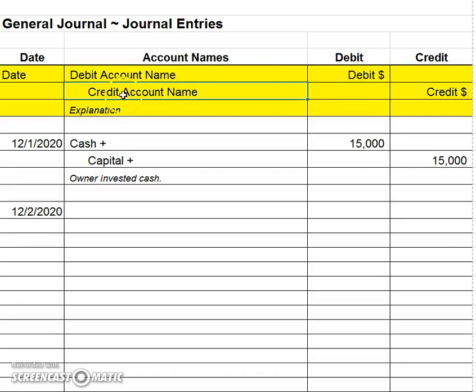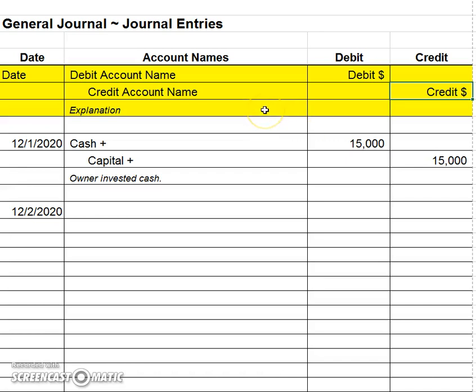Next, we record the credits. The credits always go after the debits, and we indent them so that we can distinguish them more easily. So again, according to the debit credit rules, you decide which account you're going to need to credit, and you record the credit dollar amount in the credit dollar amount column. You have to have equal debits and credits. And if you have equal debits and credits, your accounting equation will always be in balance.